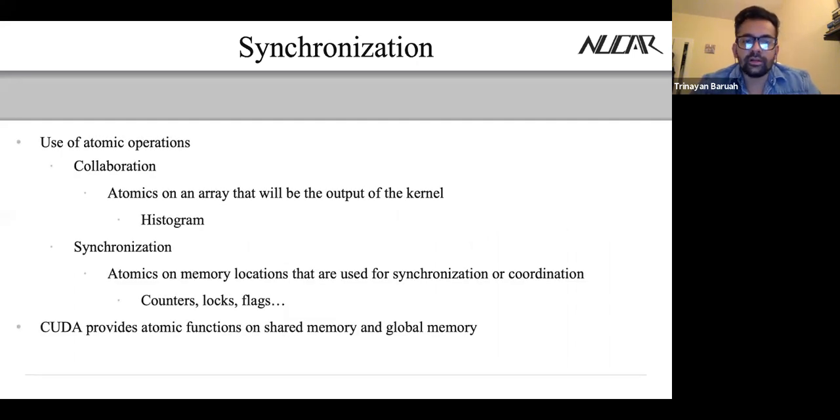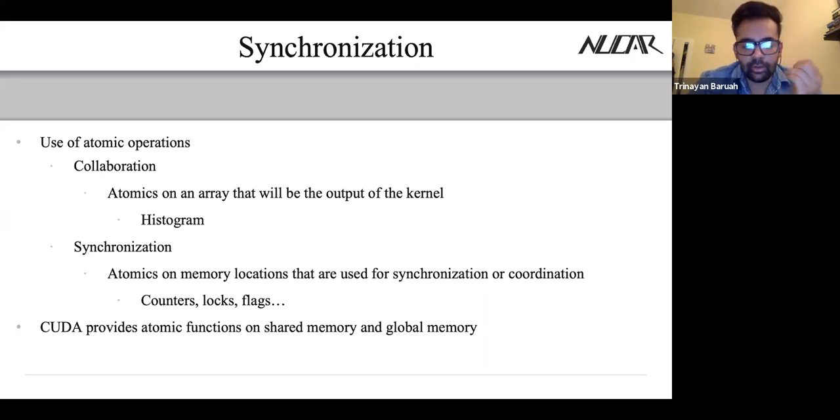So what are the common uses of atomic operations? First, in collaboration scenarios, say you have an image histogram, and let's just say you have an array of 100 elements, and you want to count how many of these values are tens, how many values are 2. So your output array will have something like, there were 50 elements that are 10, there were 10 elements that are 2, something like that.